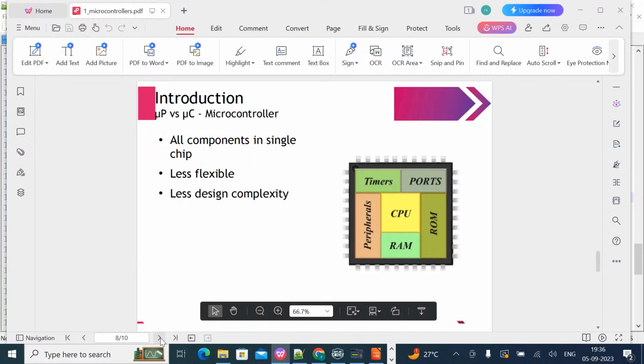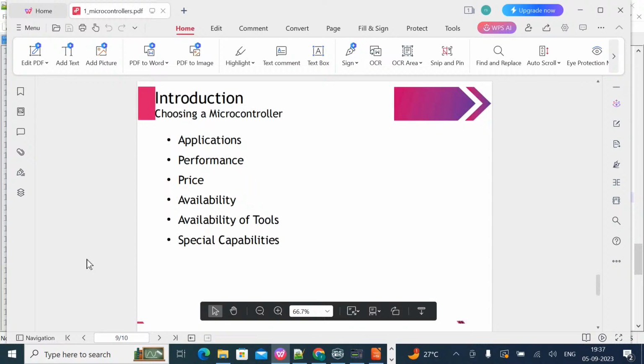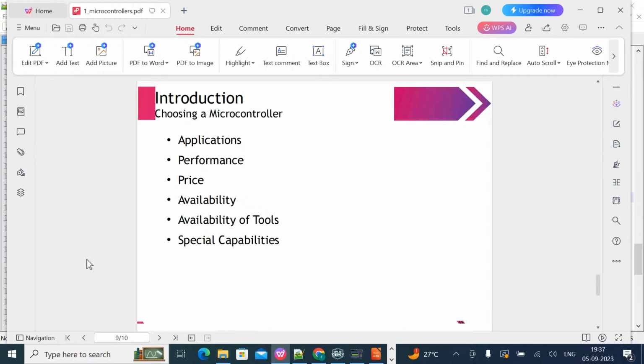Okay, now let me go to the next slide. The next slide is talking about choosing a microcontroller. Let's say tomorrow you are going into the market to choose a microcontroller for your embedded system. Then how are we going to choose? What points do we need to take into the picture? So these are the different points.